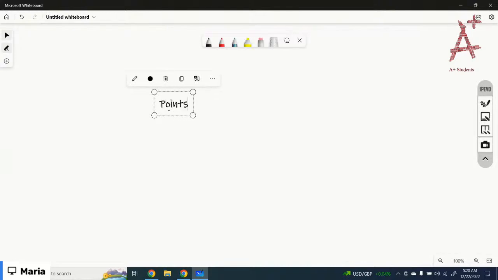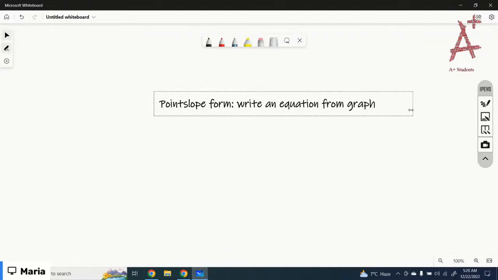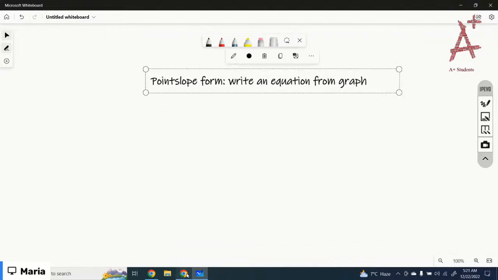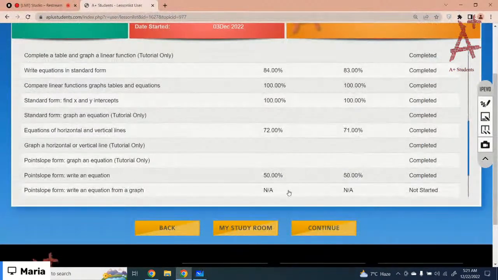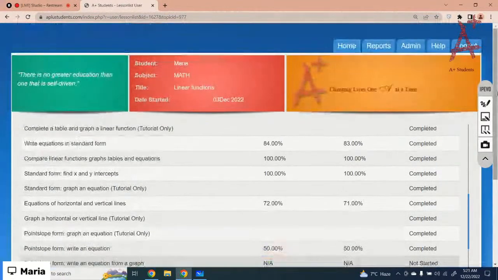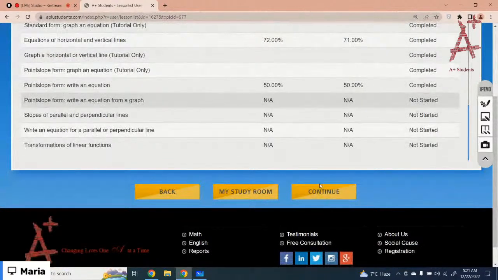Point slope form, write an equation from graph. Okay. Here is the lesson: point slope form, write an equation from a graph. Okay, now you are given the graph. You have to write down the equation from the graph. Got it?